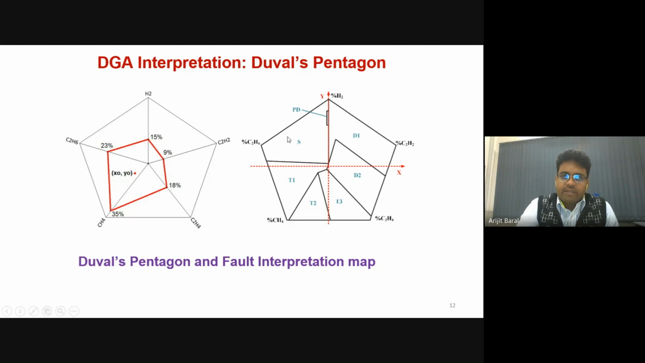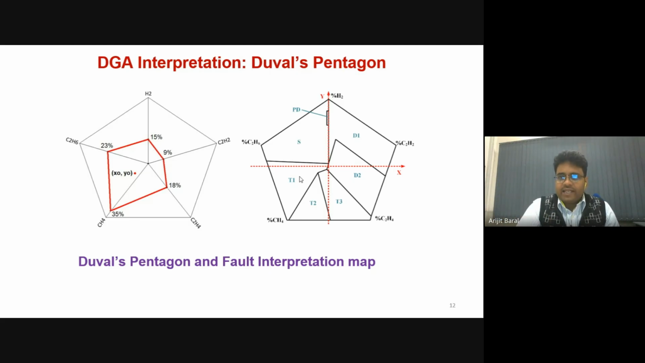This S represents stray gases. That means the transformer operation is normal, no fault is there, only some kind of stray gases are getting generated, which is not an indication of any fault altogether. T1 spans this kind of irregular area. If the centroid of your fault, shown on the left hand side by this red dot, lies within this T1 area, then I will classify that this particular transformer has a T1 type of fault. T1 is basically a low energy thermal fault. And so on and so forth.